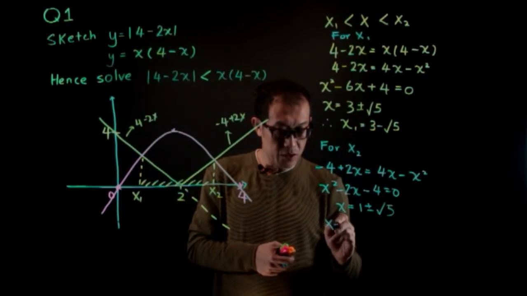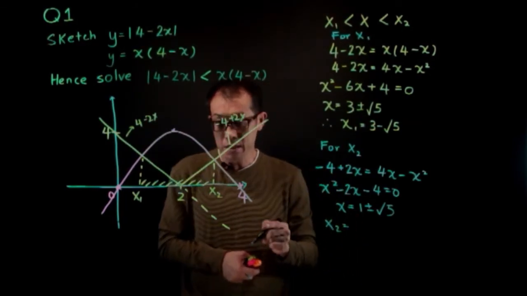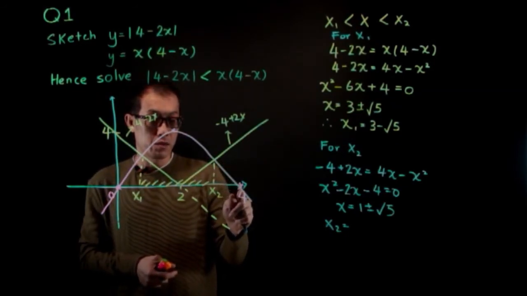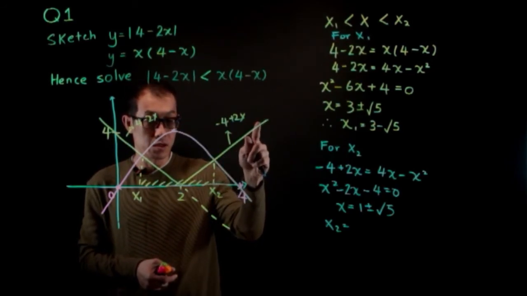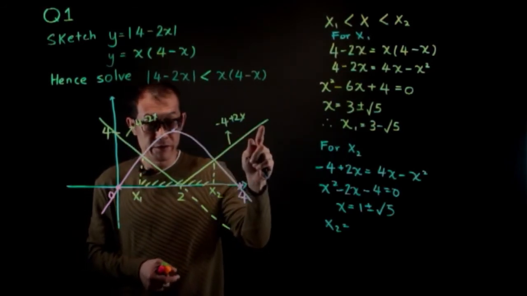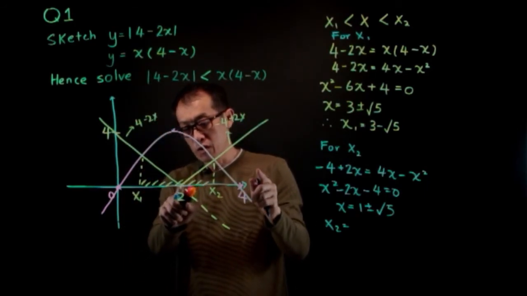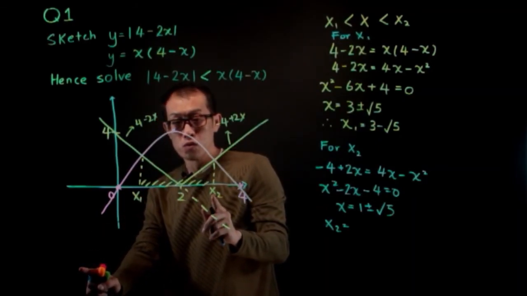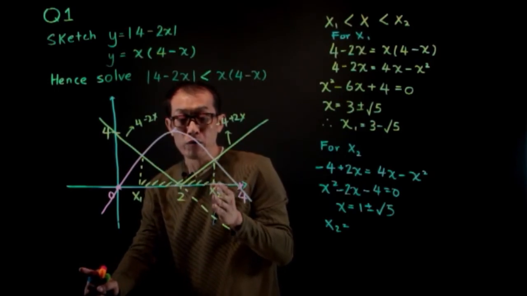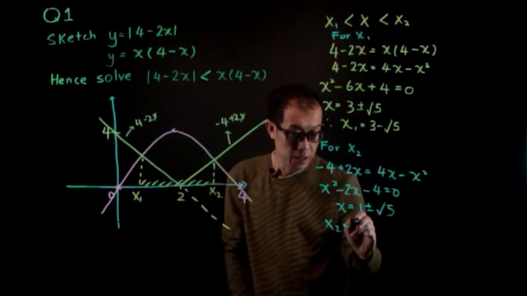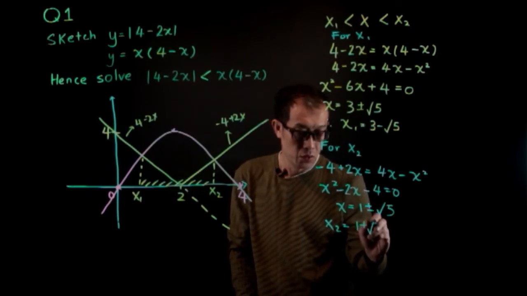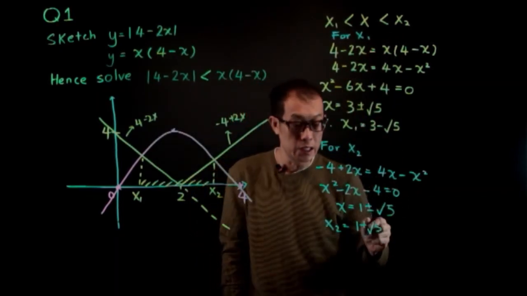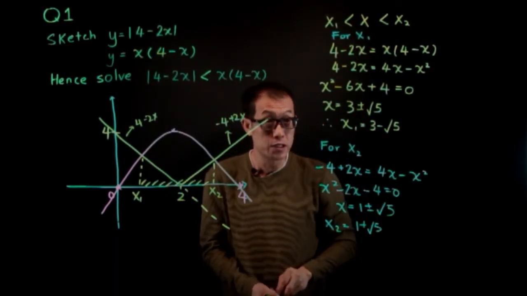Now, what is the value of x2? You look at this. Now, one of the roots is here. Where's the other root? Alright, for this line and this pink graph, it will be somewhere here. If you extend this line, another root will be here. So x2 will take on the root on the right. So x2 will be given by 1 plus root 5. So you substitute these two values of x into this inequality, and that is the solution that we want.